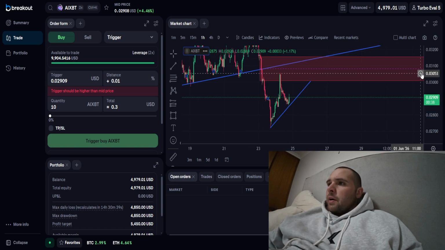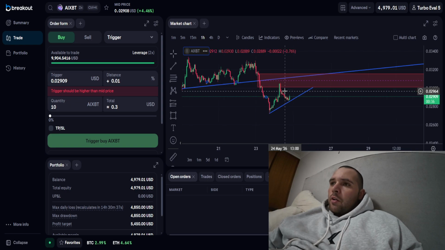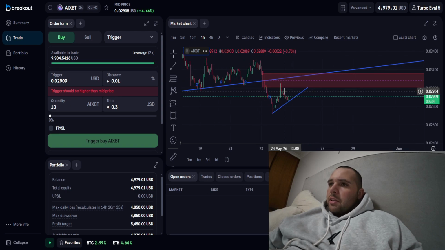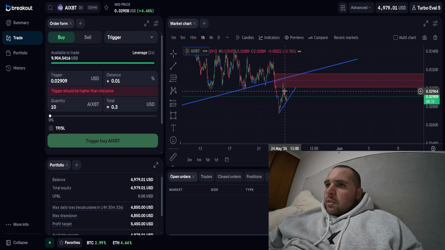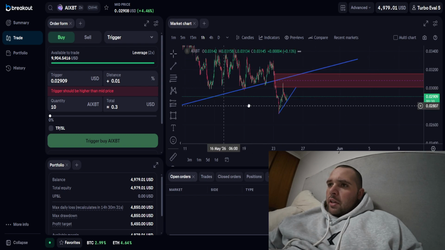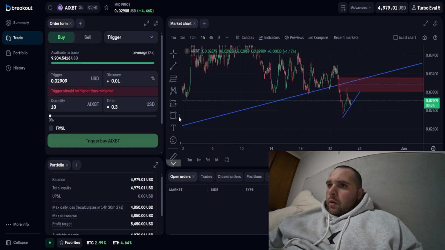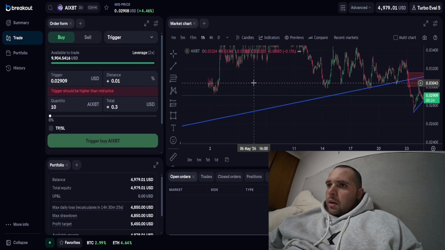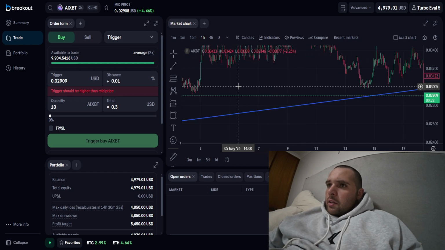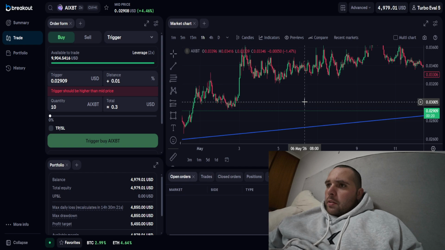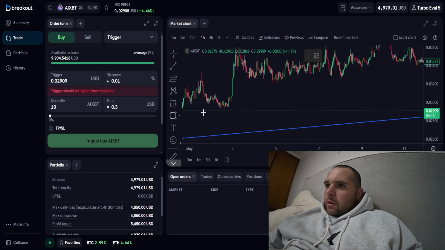I don't want to miss my entry, and I don't know if it will go back up to these heights. Because let's have a look. So see here how we have this zone here. Where price, there we go. This looks like an order block on the 1 hour.